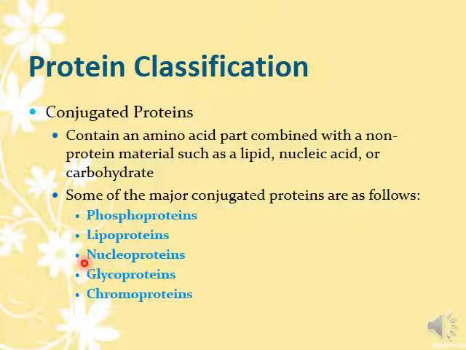The third one is nucleoproteins, so the non-protein material will be nucleic acid. The fourth one is glycoproteins, and the non-protein material would be carbohydrate. And the last one is chromoproteins, so the non-protein material is colored prosthetic groups, and that includes examples like hemoglobin, which gives our blood its red color, chlorophyll, which gives the green color of plants, and another example is myoglobin, and many other colored groups.